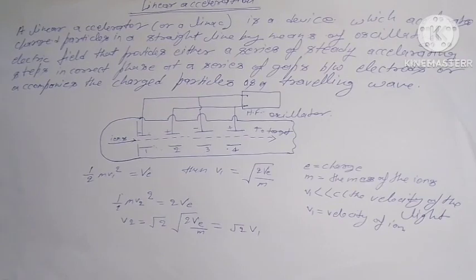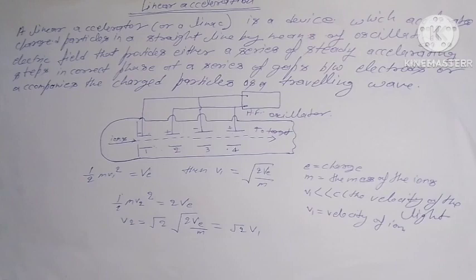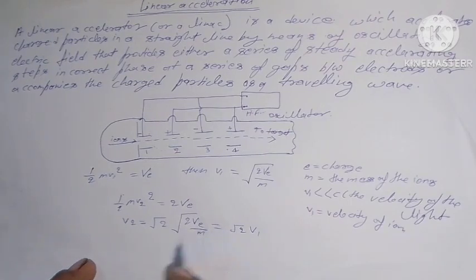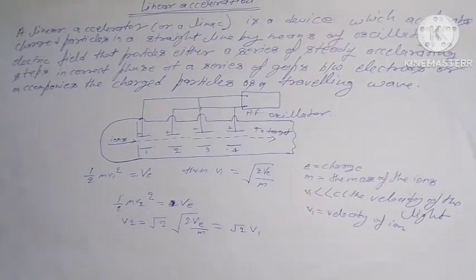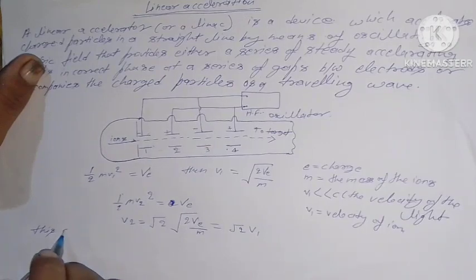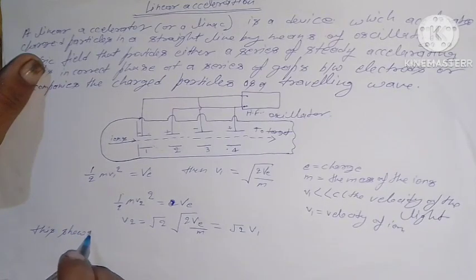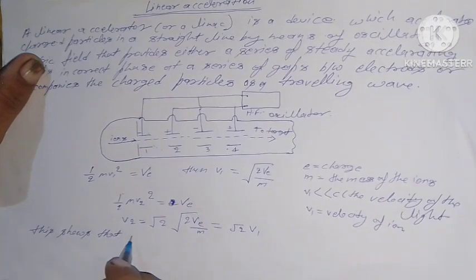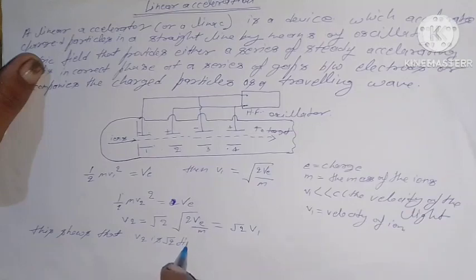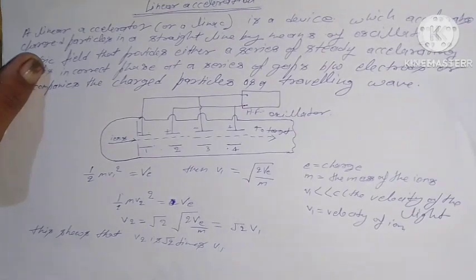This shows that V2 is root 2 times V1, okay? V2 is root 2 times V1. In order that these ions are coming out of tube 2, maybe find tube 3.